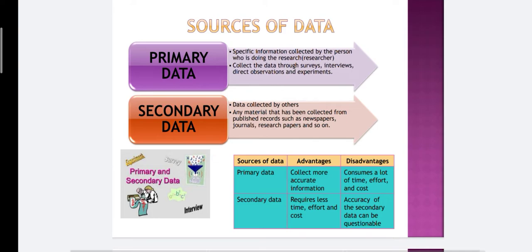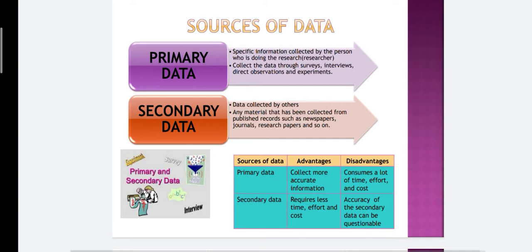How to get the primary data? We can collect through survey, through interview, direct observation and experiment. All of this will be conducted by the researcher himself. Okay, so ini dinamakan primary data, first hand data. Researcher tu sendiri yang collect the data, yang buat survey, yang buat direct observation, apa semua ni adalah method untuk collect data lah. So the researcher ni sendiri yang collect the data at the first hand, itu dipanggil primary data.